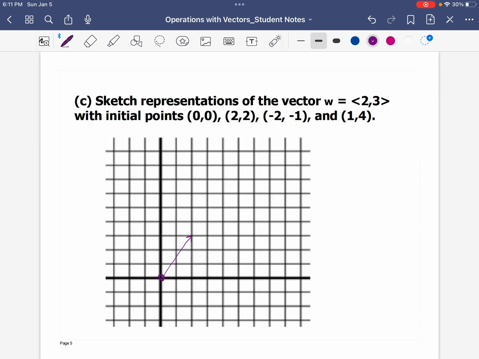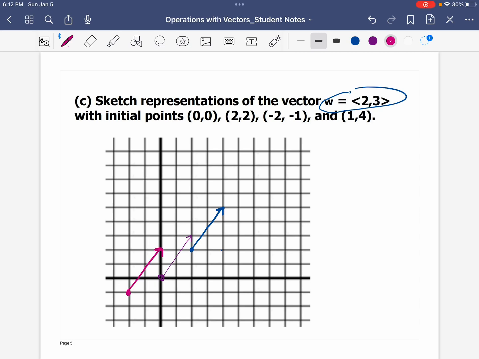So now we're going to try a vector that starts at 2, 2. So here's 2, 2. We're going to still go right 2 and up 3. We're going to draw that vector. So notice they're equal vectors because they have the same components. They're just starting in a different place. All right? -2, -1 is the next one. So there's the initial. I'm going to go right 2 and up 3.